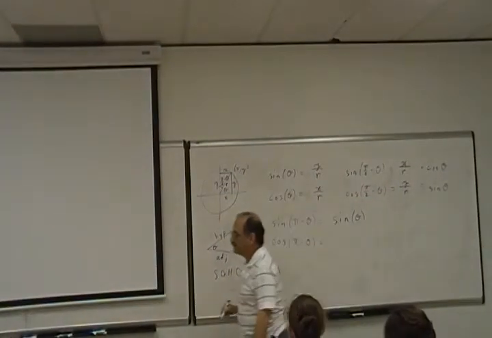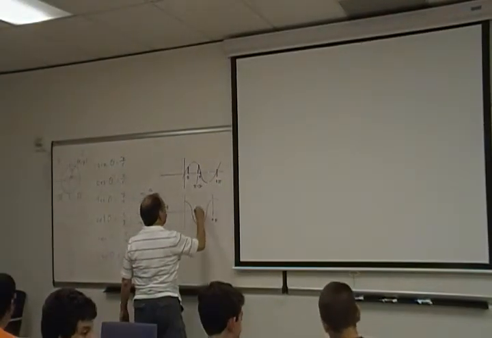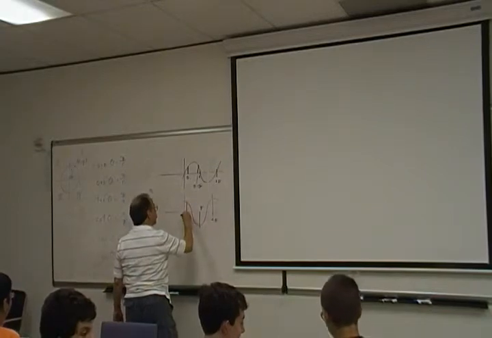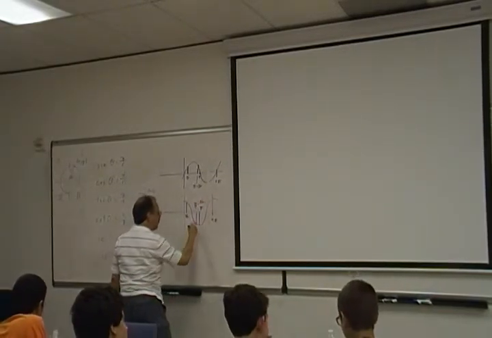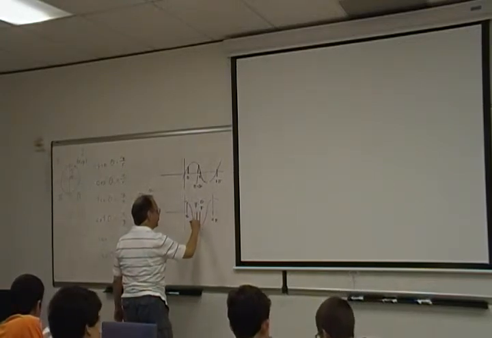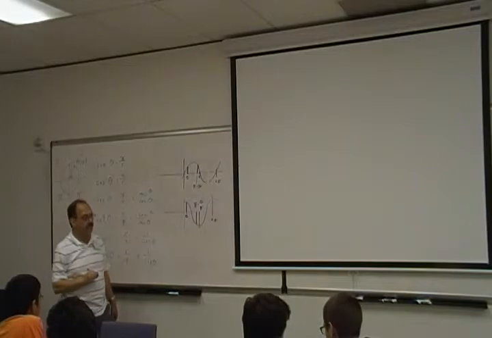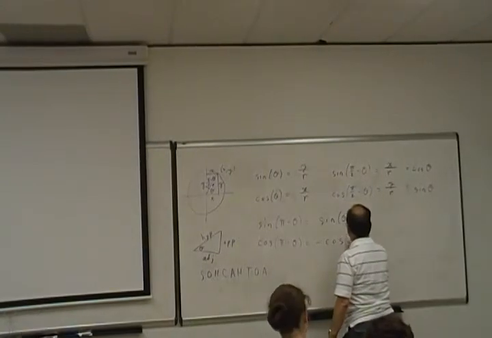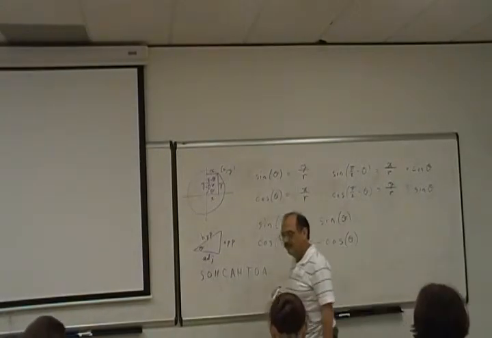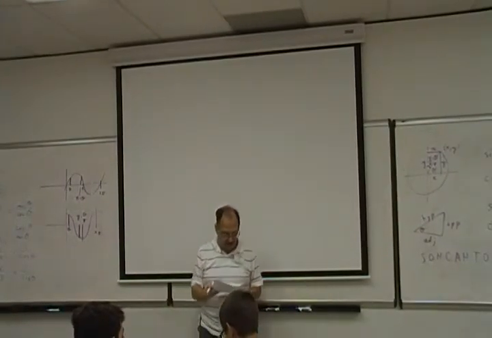Okay. Cosine. Here is pi, here is theta, here is pi minus theta. What can you tell me about this height and that height? They're negative. So cosine of pi minus theta is minus the cosine of theta. Okay? That's the supplementary angle formula.